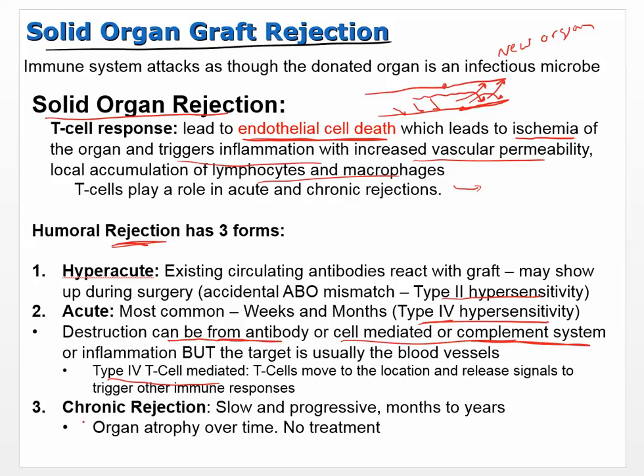Okay, so chronic rejection. Not really sure what's going on with chronic rejection, but it tends to be slow and progressive, and you can kind of tell by looking at the organ that you have some atrophy, or the organ is getting smaller, almost like it's aging more rapidly. And there's really no treatment for that.